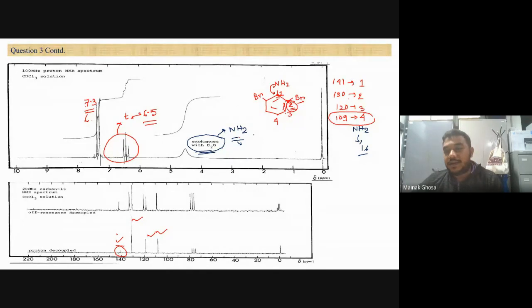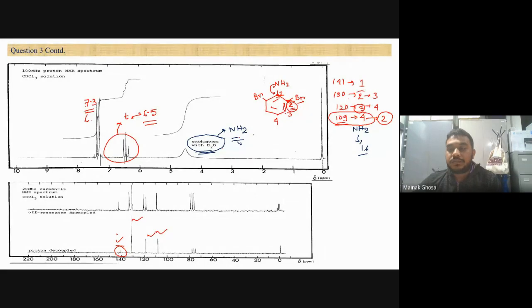Since electron density will increase in these 2 ortho positions, but there is nothing in the para position which could withdraw electron density, more electron density will be here. Since more electron density will be here, this will be much more shielded, and this will come at a low value. It will come at this one will be 2. And of the remaining 2, this one will be 3, and this one will be 4.